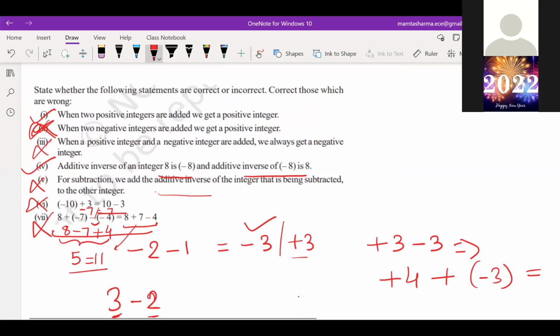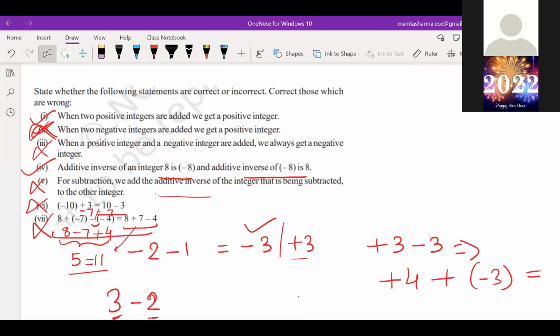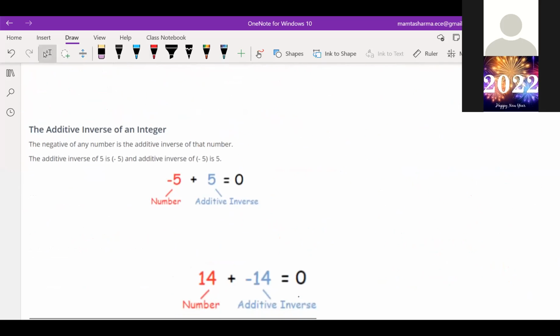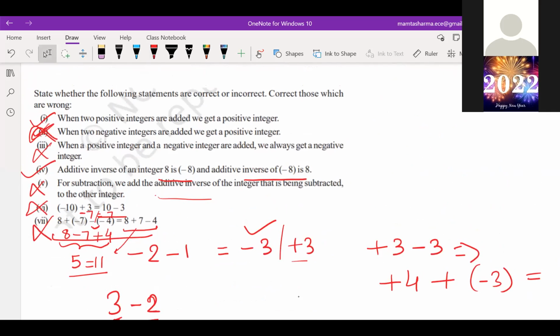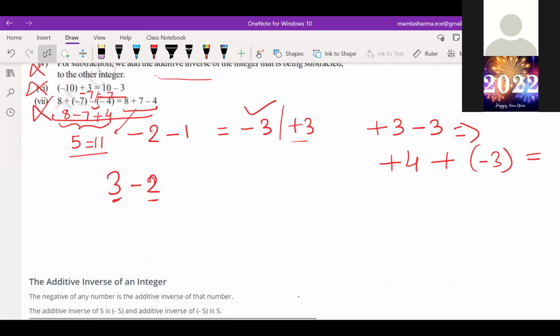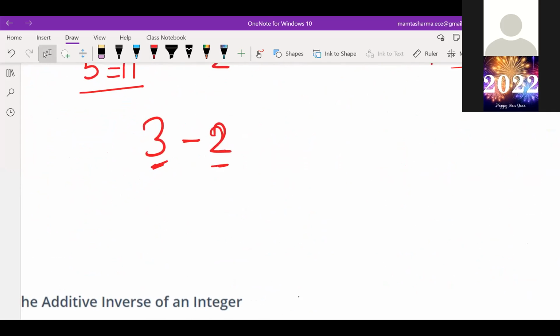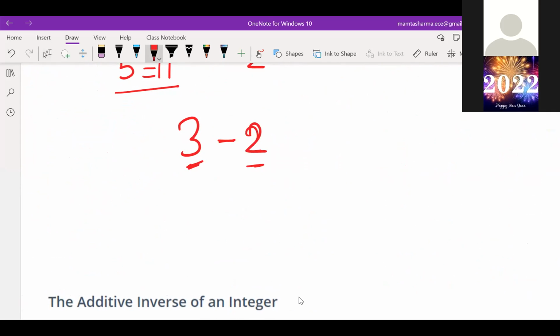Is there any difficulty in this question? No, ma'am. Ma'am, can you give us a few multiplication, division, addition, subtraction problems? We'll solve and tell you the answer in chat.